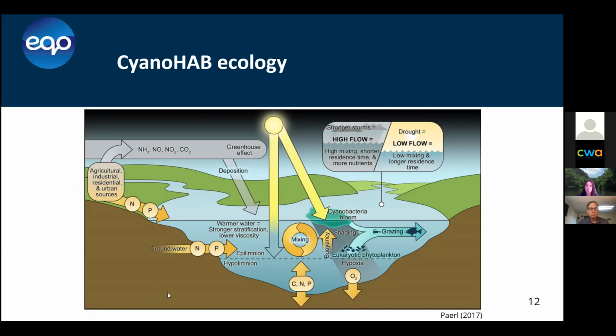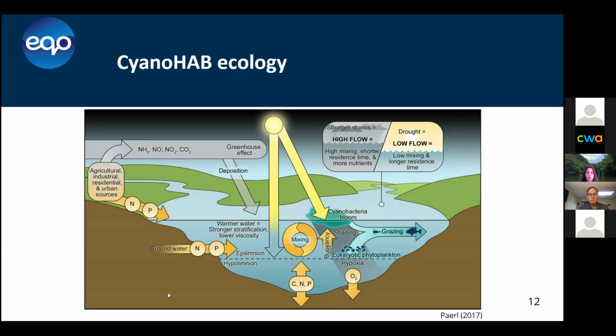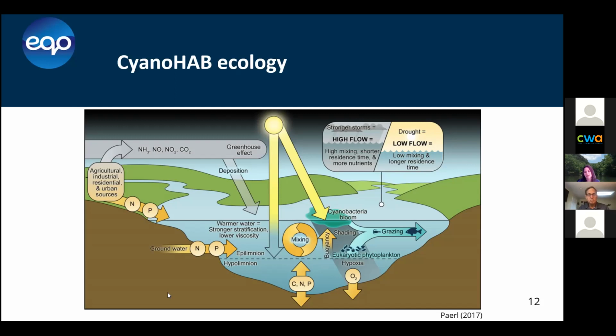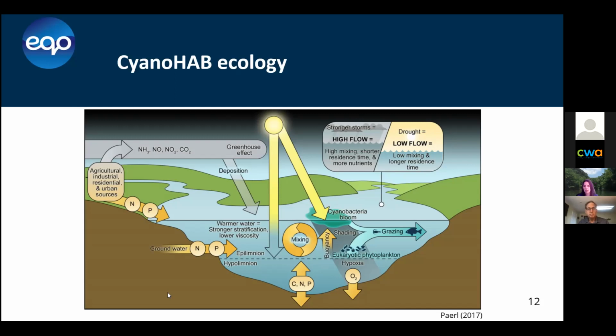Well, forecasting is really complicated, right? And the reason why forecasting is really complicated is because cyanoHAB ecology is really complicated. As you all know, HABs form due to a variety of things, which is really what this diagram here is showing. This is not to go over every aspect of what you see in this diagram. It's simply to show that there's a lot of things that happen that lead to a cyanoHAB, specifically things like nutrient inputs, right? Temperature, light availability, even grazing.